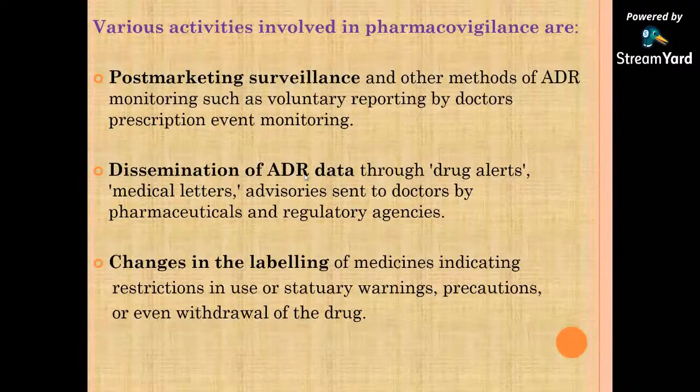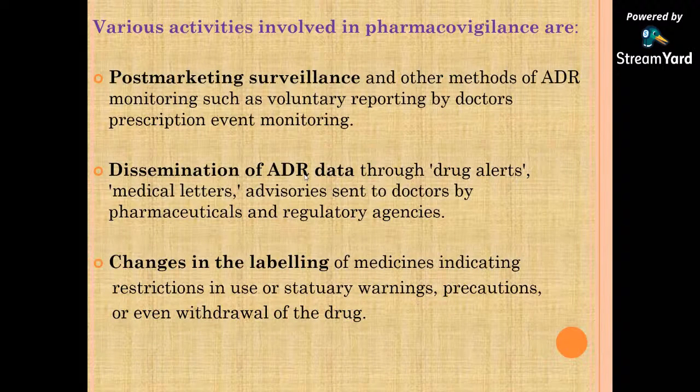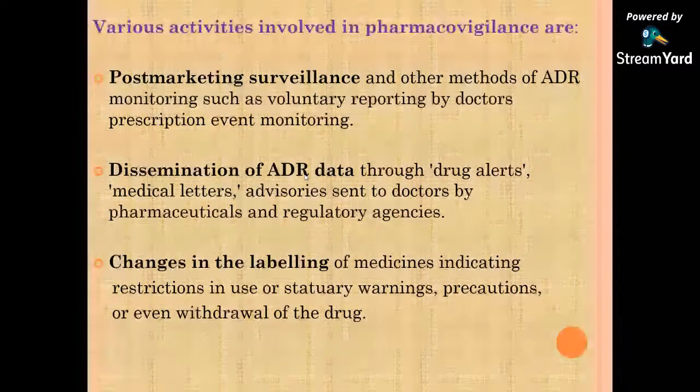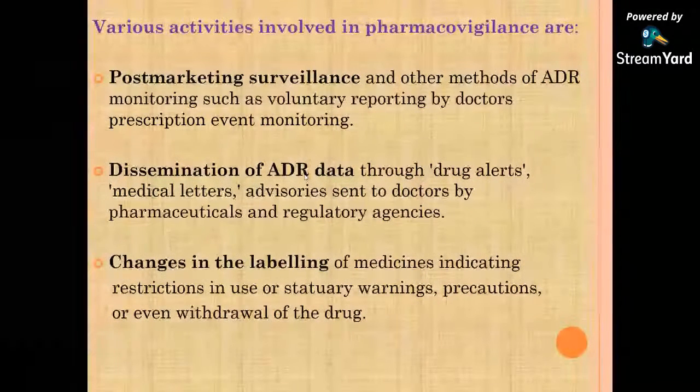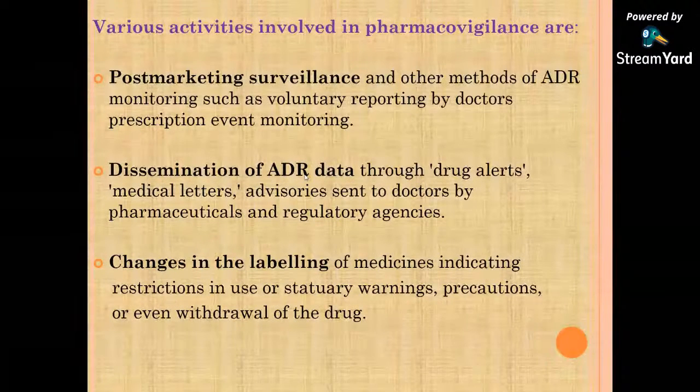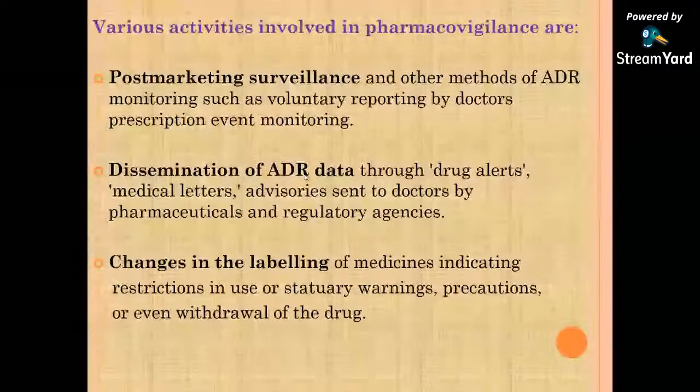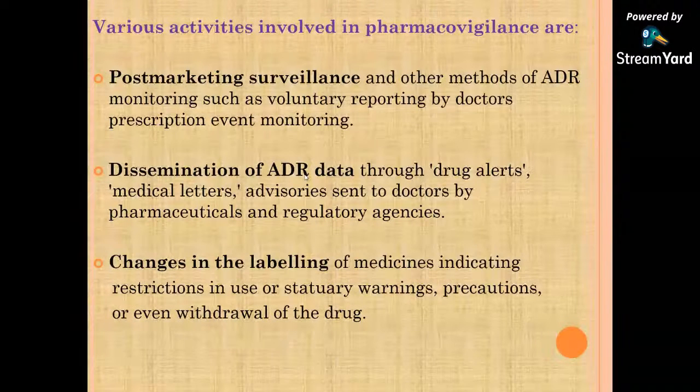Second is the dissemination of ADR data through drug alerts, medical letters, and advisories sent to doctors by pharmaceutical and regulatory agencies. So whatever ADR is observed by any members of society should be sent to the doctors by various pharmaceutical and regulatory agencies. Then there is a change in the labeling of the medicine, indicating restrictions in use, statutory warnings, precautions, or even withdrawal of the drug. Whatever instructions are given should be clearly stated on the labeling.